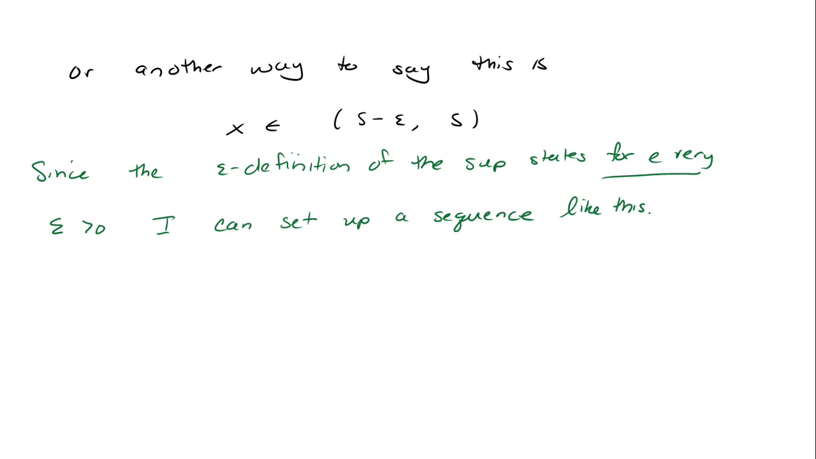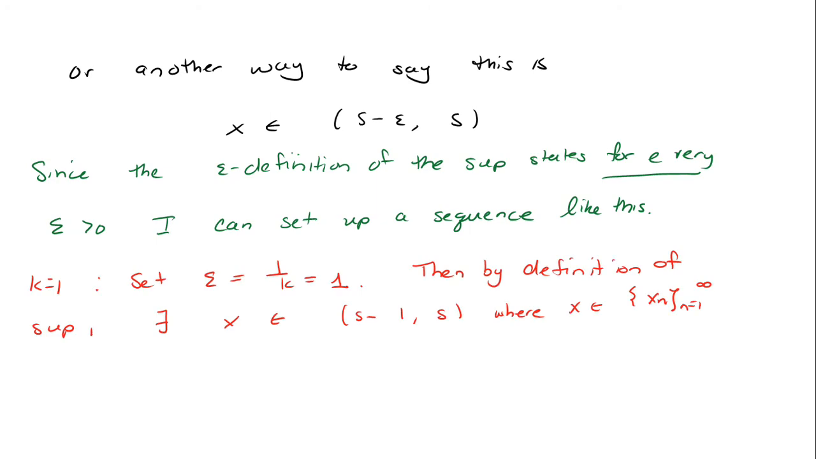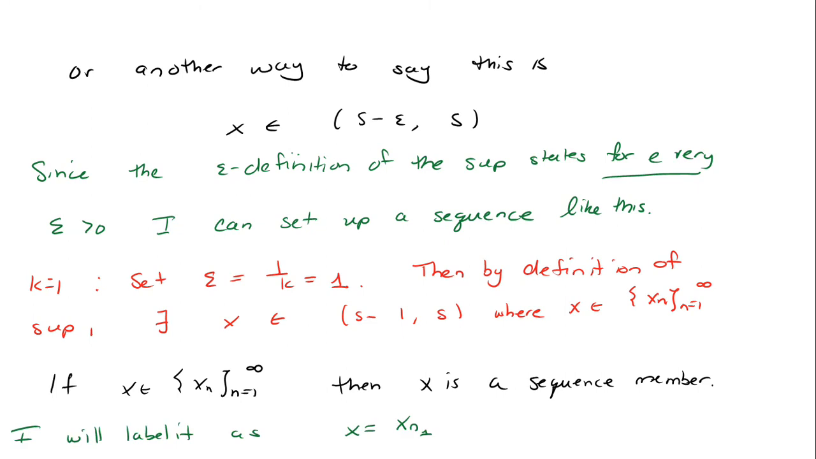So the epsilon definition says that this is true for every epsilon. So I'm allowed to pick epsilon, because that statement is true for every epsilon. For k equals 1, I'm going to set my epsilon equal to 1 over k, which is 1. Then by definition of sup, I know there exists an x in this interval where x belongs to the sequence. If x belongs to the sequence, then it's a sequence member. I'm going to label that sequence member with the subscript n sub 1, indicating that it's an element of this sequence.